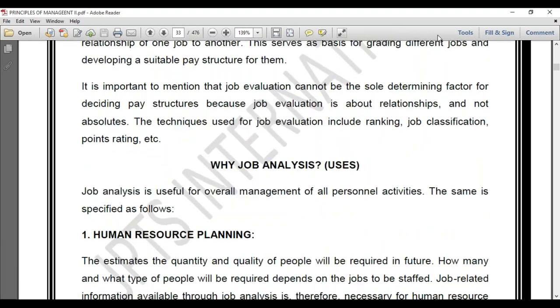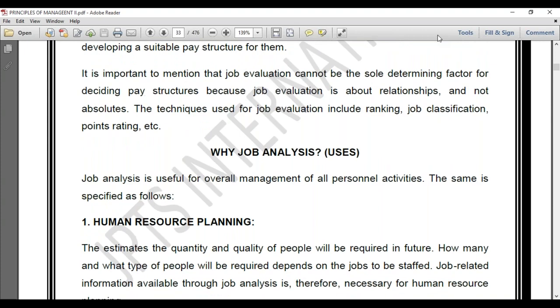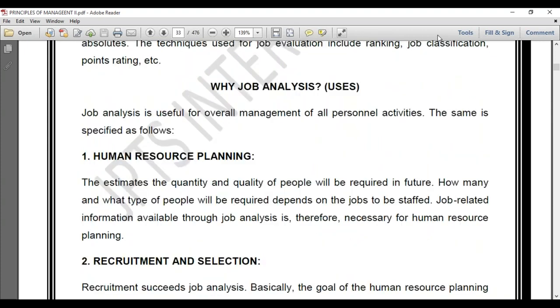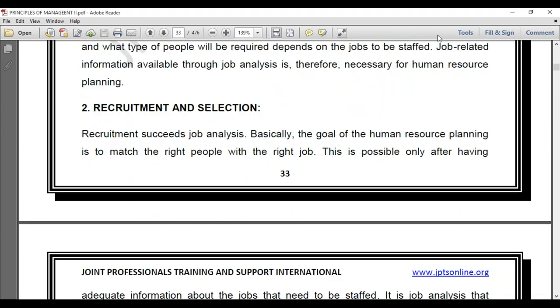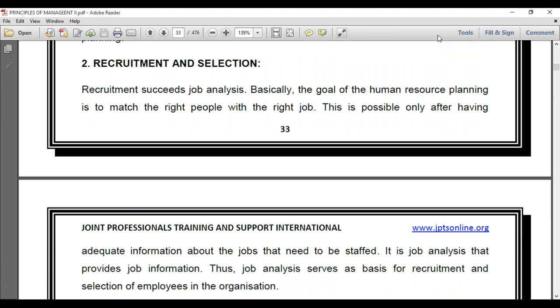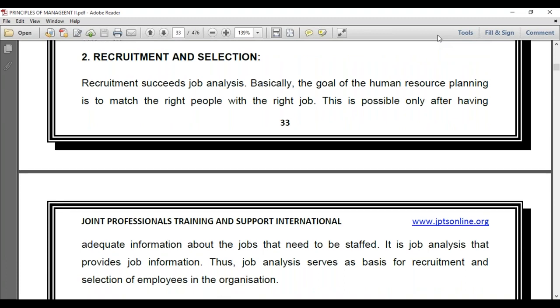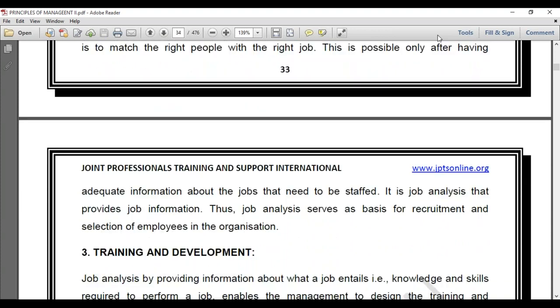So why do we have job analysis? Why job analysis? It helps in human resource planning. It helps a human resource manager to plan well for the organization. It also helps in the course of recruitment and selection. By job analysis, you will now be able to determine when there is vacant position in every department and the right kind of people to select for the job.